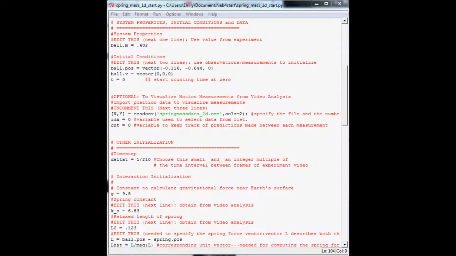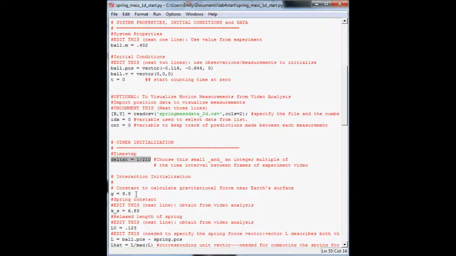Next, I entered the initial conditions into the given Python code. The mass of the block, which is 0.402 kilograms, the initial position of the mass, which was found in tracker, and the initial velocity, which is 0 because the mass starts from rest. This part of the code reads in the CSV file with the tracker position data so that I can compare the model with the observed data.